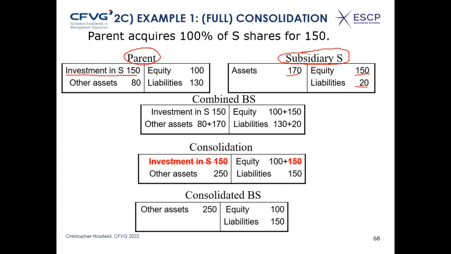Okay, here's my question for you. Why did the parent company pay 150 to buy 100% of the S shares? So the purchase price of 150 is not an accident, it's a number chosen on purpose. Not 140, it's not 160, it's precisely 150. So my question, why did they pay 150 and not more and not less? What do you think?